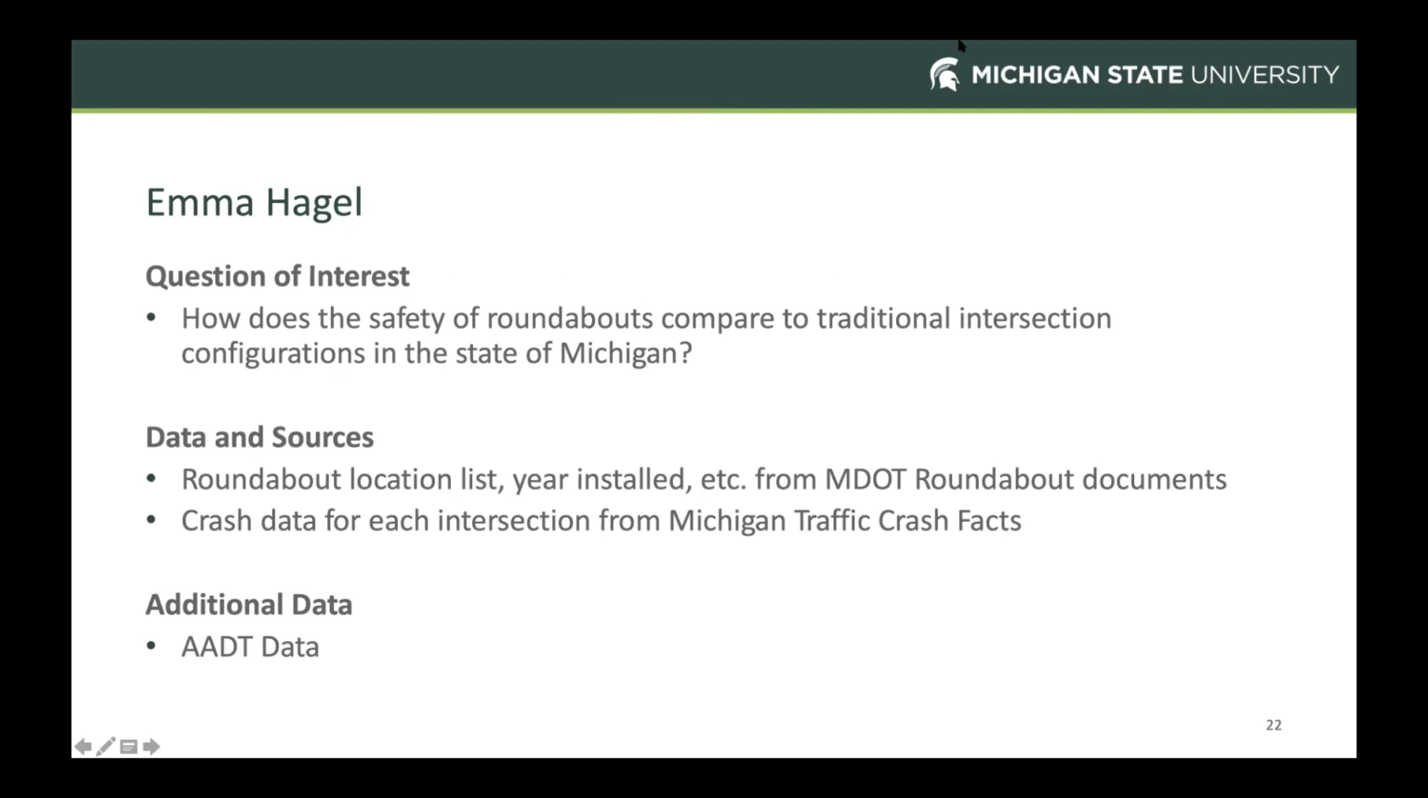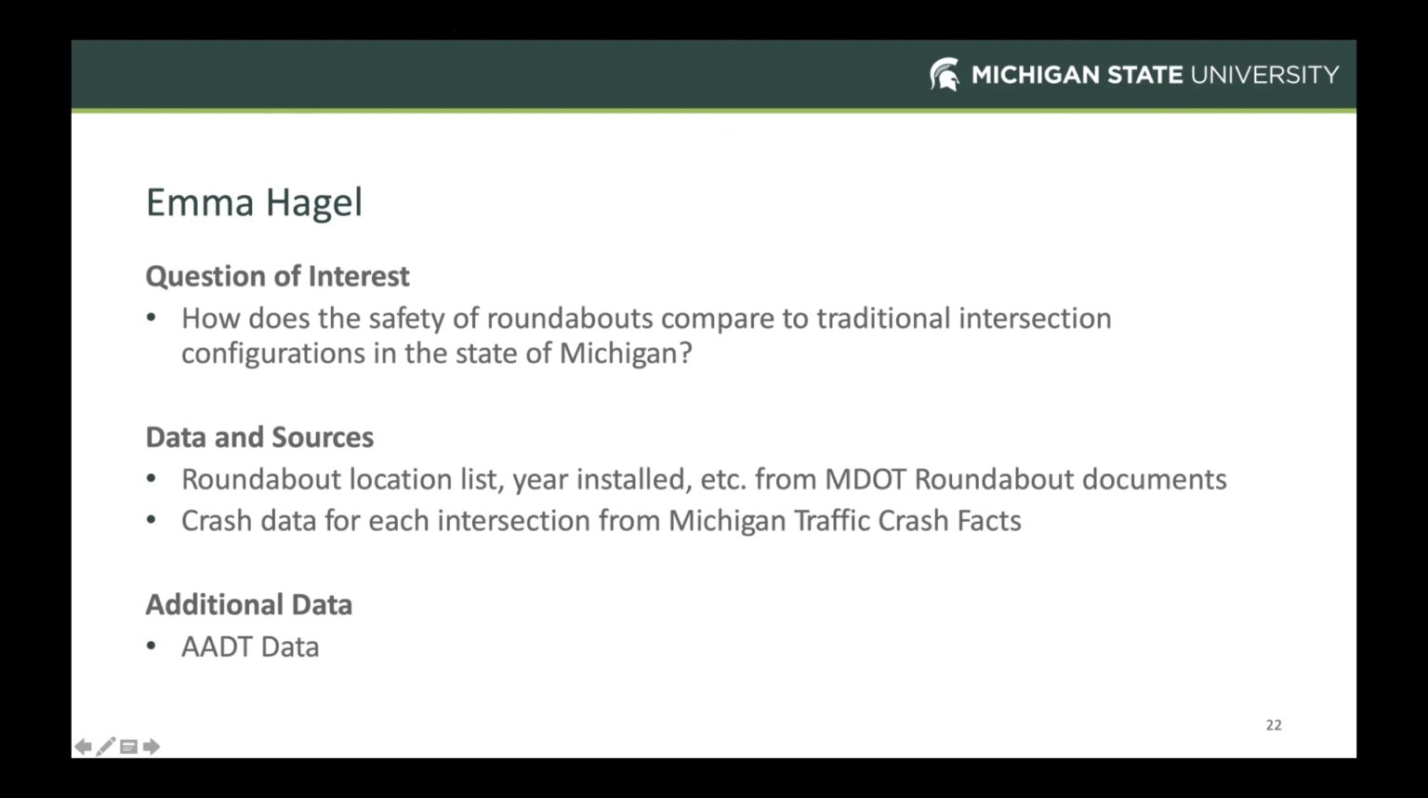Hi. So my question of interest is how the safety of roundabouts compares to traditional intersection configurations in the state of Michigan. I already have most of this data, but the roundabout location list also has information like the year installed. It's from roundabout documents from MDOT, and the crash data for each intersection is from Michigan Traffic Crash Facts. The additional data needed would just be the AADT data of the roundabout intersections and comparable traditional intersections.